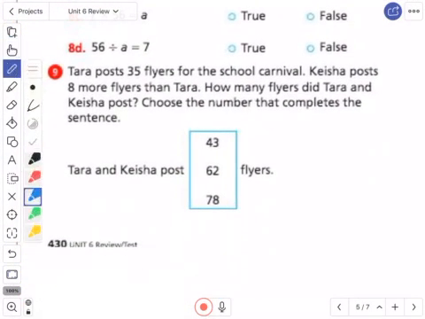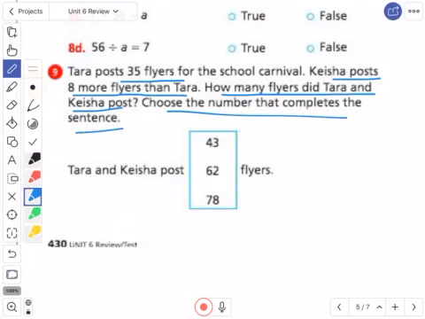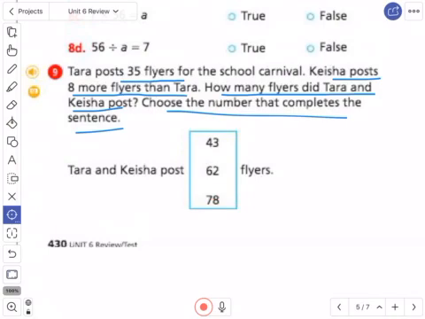Then number 9, Tara posts 35 flyers for the school carnival. And when she says post, that means like hangs up. Keisha posts 8 more flyers than Tara. Okay. How many flyers did Tara and Keisha post? Choose the number that completes the sentence. So basically you just have to solve this one and circle one of these to complete the sentence. So for this, you're really going to try to think, is it addition or subtraction? Or is it a multiplication or division? Just think about that. Then come back.